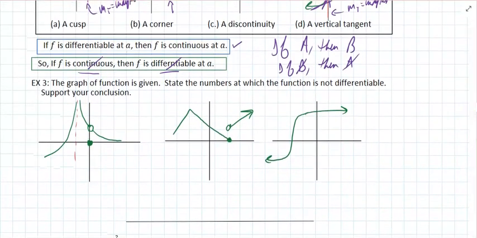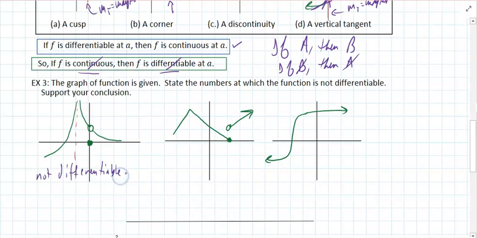Well, they're asking, the graph of a function is given. State the numbers at which the function is not differentiable. Support your conclusion. So, this is not differentiable at, and let's start with the first one, x equal -1. And why is that? Well, that's discontinuous. And x equal 0, that's not continuous.